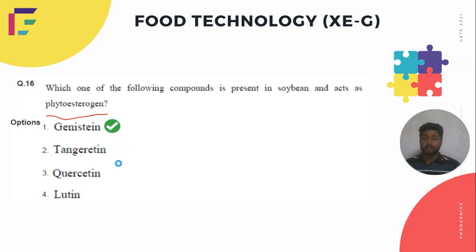Okay, then this second option is your tangeritin. So this is a polymethoxylated flavone. Okay, so this is mainly found in your tangerine and citrus peel. Okay, then the third option is your quercetin. Okay, quercetin is mainly found in your green tea and apple. Okay, then this lutein is also a pigment found in green leafy vegetables. Okay, so this is a very straightforward answer, which is your genistein.